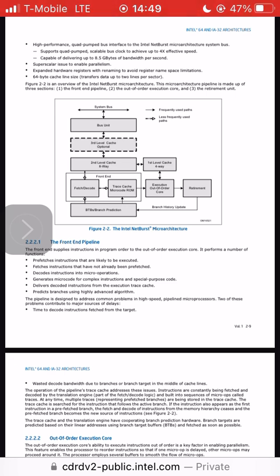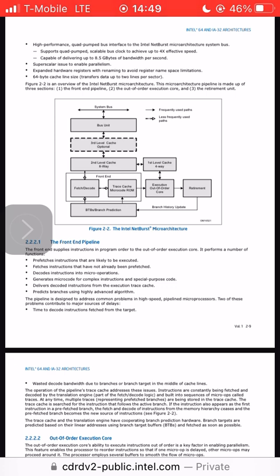Intel 64 and IA-32 processors based on the Intel NetBurst microarchitecture at 90 nm process can handle more than 24 stores in flight. High performance quad pumped bus interface to the Intel NetBurst microarchitecture system bus supports a quad pumped, scalable bus clock to achieve up to 4x effective speed. Capable of delivering up to 8.5 GB of bandwidth per second.